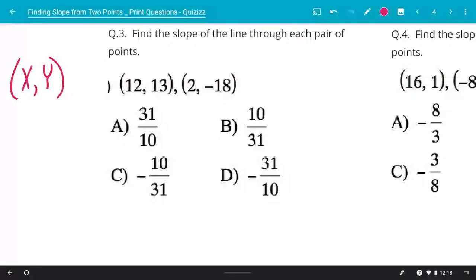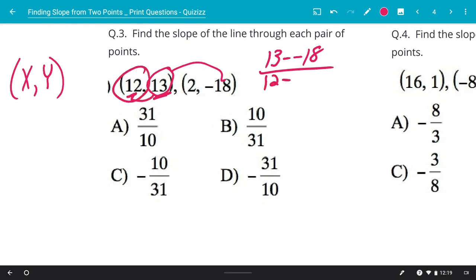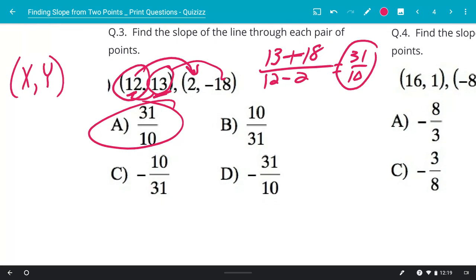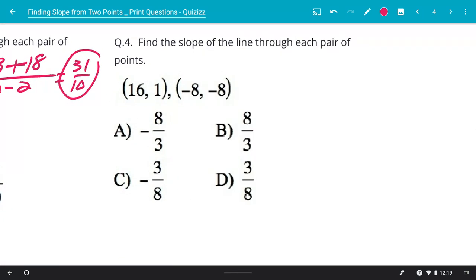So for me, remember I said this the other day, I start with my largest y value, 13 minus, in this case, negative 18. And I put that on top. So since I started with this 13, I now got to start with this 12. 12 minus 2. Well, minus the negative becomes plus, so that's 31 over 10. Yes, I want you to be able to get that quicker even.